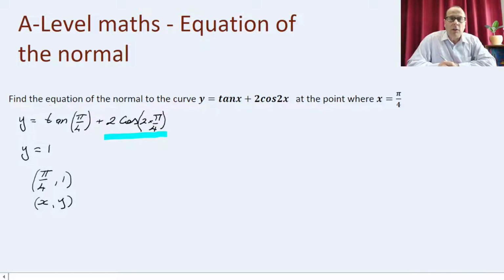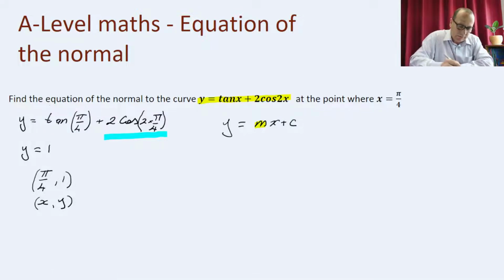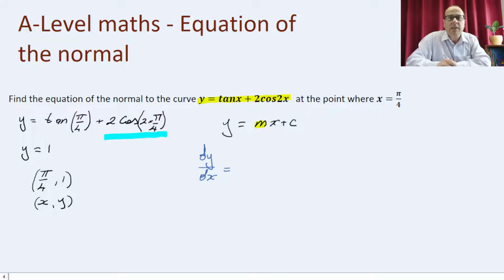The equation of a normal is given by y equals mx plus c. To find the gradient, I need to differentiate the function. So dy by dx is equal to, differentiating tan is just secant squared. Differentiating cos 2x is minus 2 sine 2x. Multiplied by 2, it's minus 4 sine 2x.